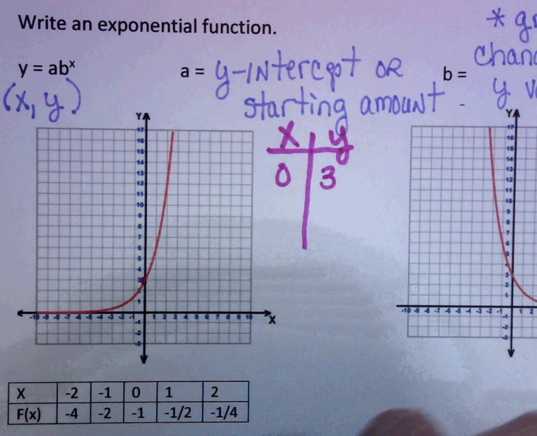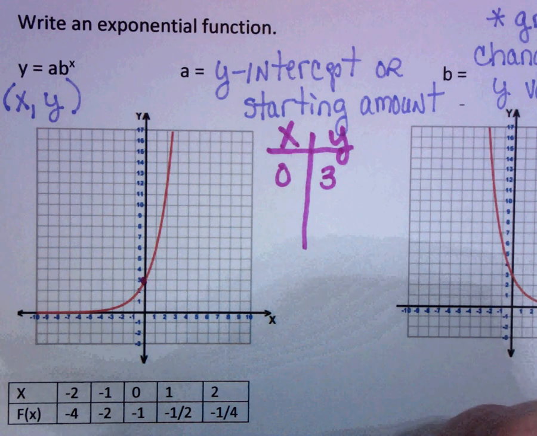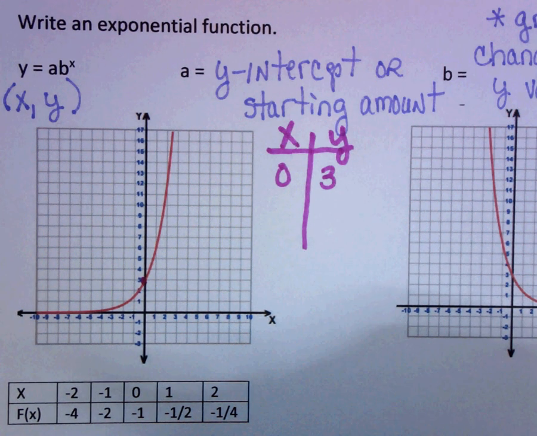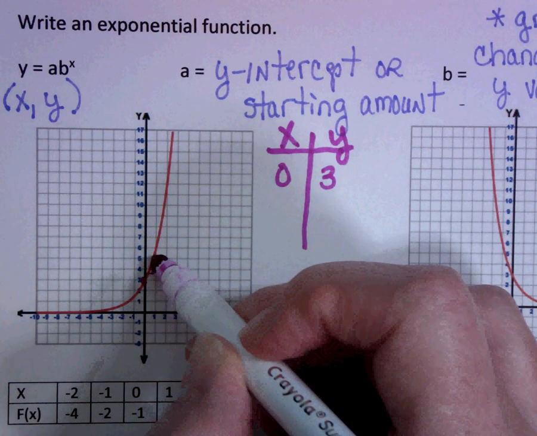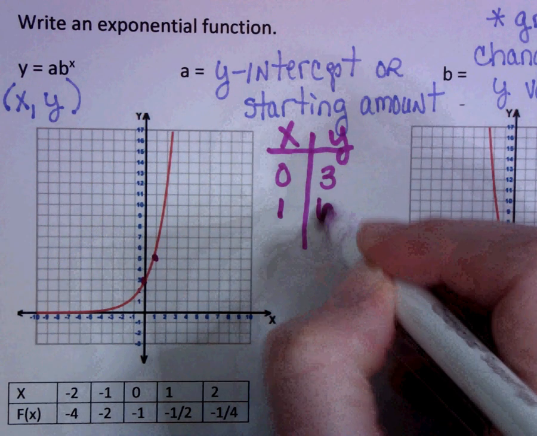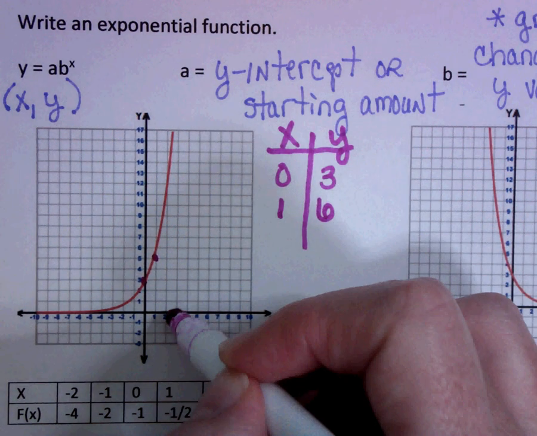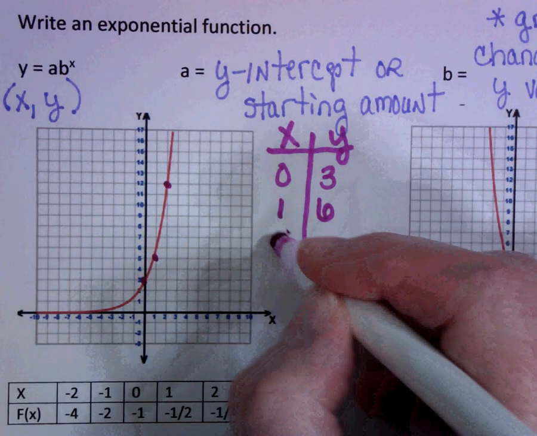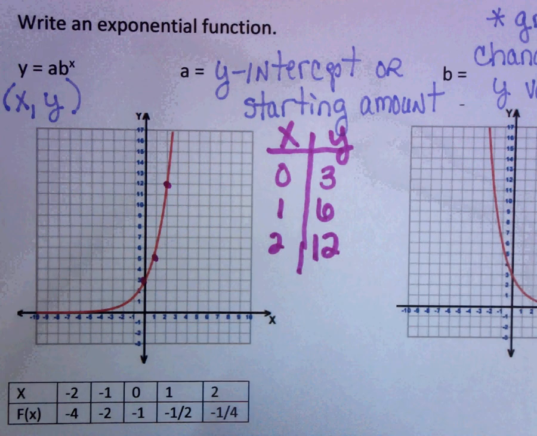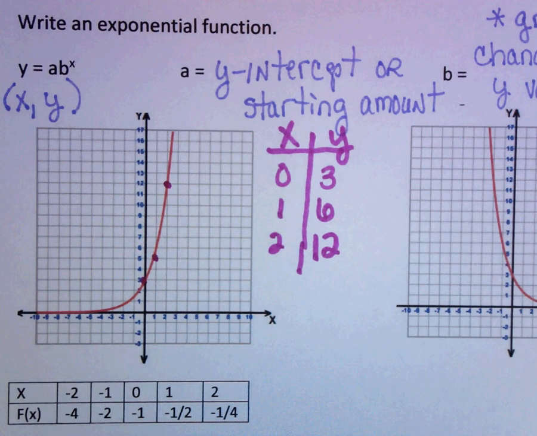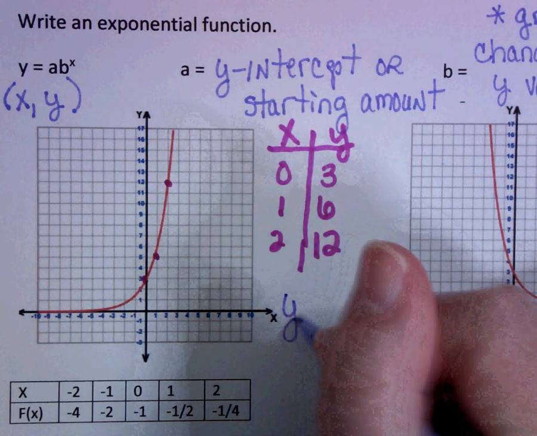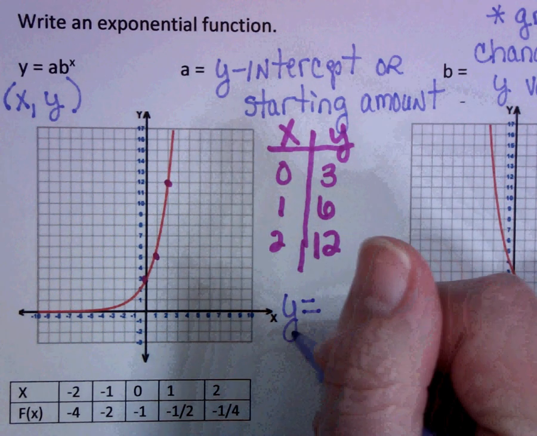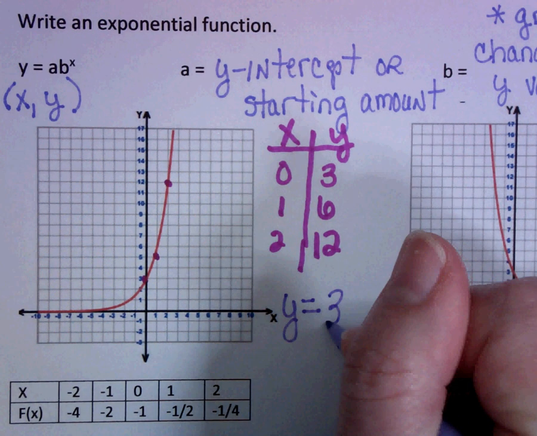And then I want to pick exact points, and I need to try to pick consecutive if we're going to find this pattern. So when x is 1, it looks like y is 6. So 1, 6. When x is 2, y is 12. So that's nice. That's enough. That's all I need to be able to work through this. Okay, so we know our a value. We know our y-intercept is 3. So our equation is going to be y equals, or f of x equals 3.